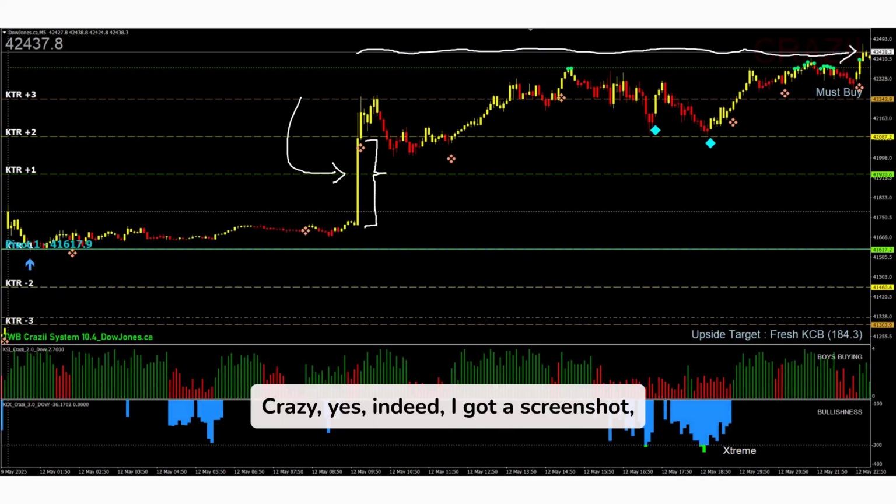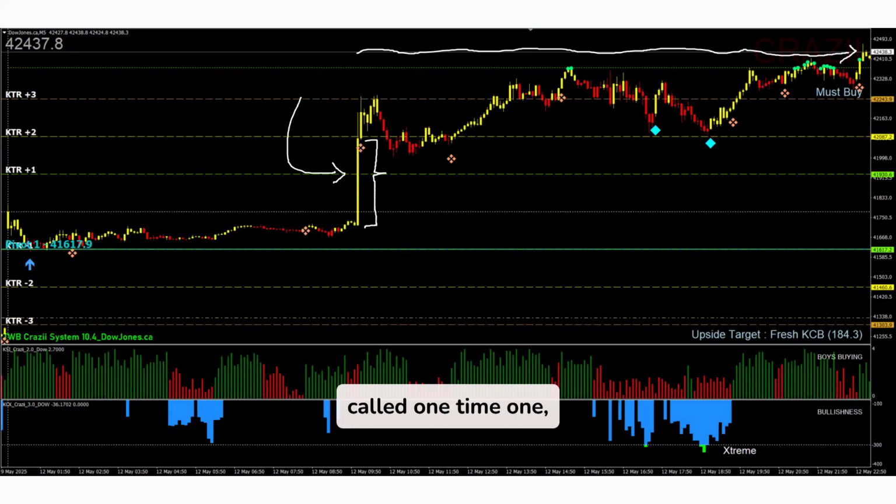Crazy. Yes, indeed, I got a screenshot. I'll show you all the screen between me and Yao Tong last night itself, and the market really went there. Why is that so? Because in PTP, we learn this thing called one time one. This is where when there's a news in the market, usually the algorithm will play a part in it, and that was what actually happened.